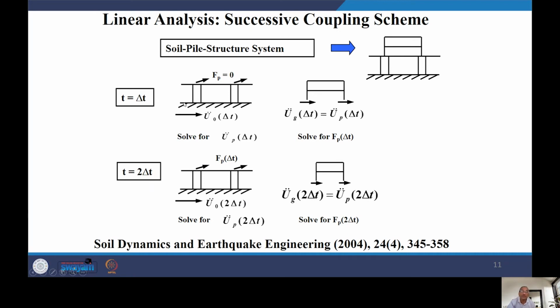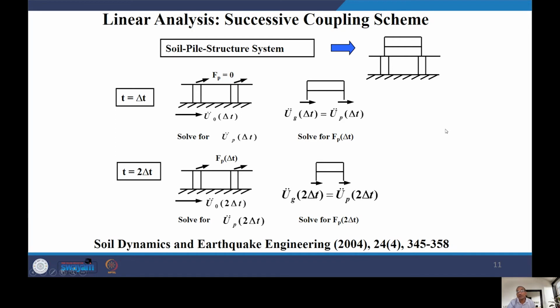And even if you go for the nonlinear analysis and you keep your time interval delta t small, then in that case, it is still possible to carry out the nonlinear analysis also. Here, one thing is that we are continuously feeding from one subsystem to another subsystem the input information, rather than solving one subsystem completely time-free and then another subsystem. And this scheme has been published, as mentioned here, in a journal publication, Soil Dynamics and Earthquake Engineering in 2004, volume number 24, and these are the cases.